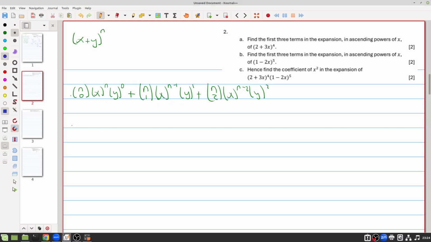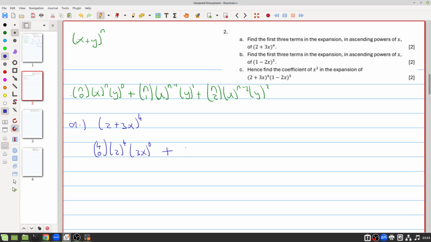Okay, so let's do this. For number A, our n is 4. Let me just write this out: 2 plus 3x to the power 4. Okay, so our first three terms. The first term is going to be 4 choose 0, because n is 4. And then our first term in the bracket is 2 to the power 4, and our second term in the bracket is 3x, to the power 0.